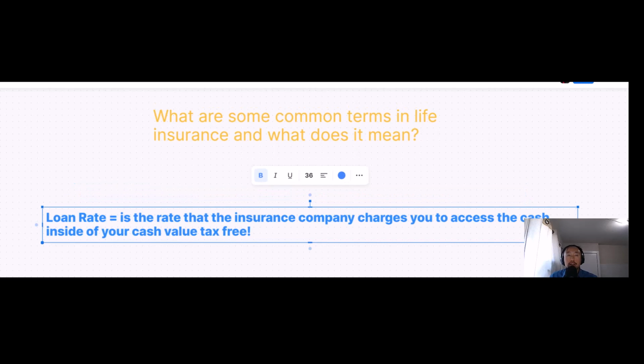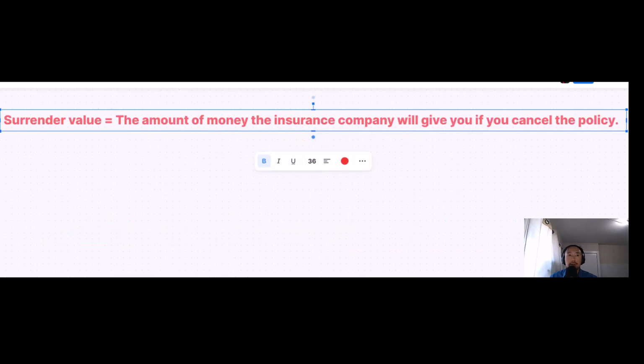And the next definition I want to talk about is the loan rate. And loan rate is just the rate that the insurance company charges you to take a loan from your life insurance. And in some IUL programs, you can even get the loan rate at 0.